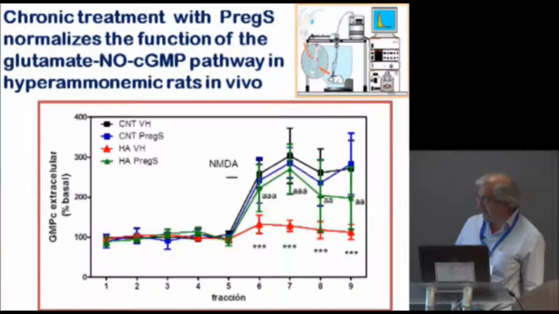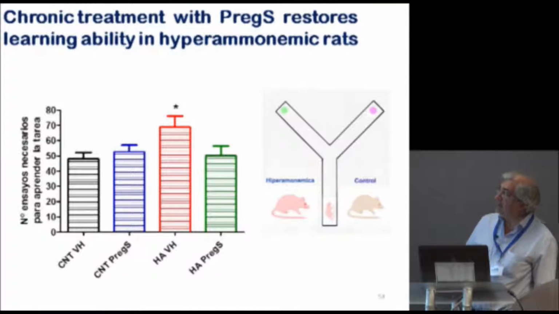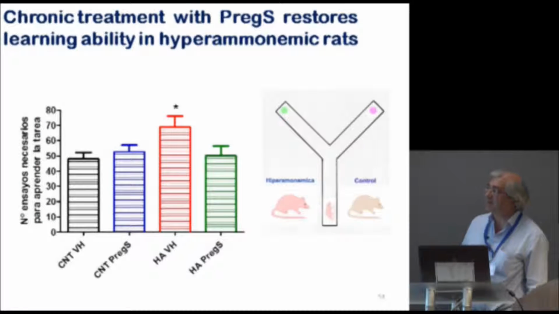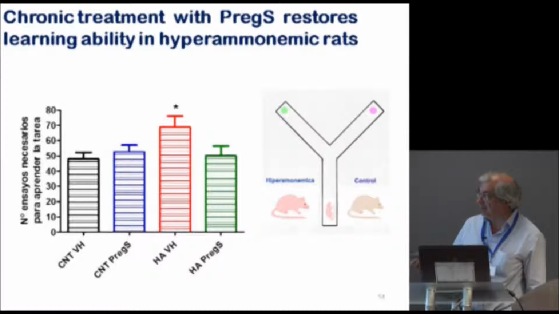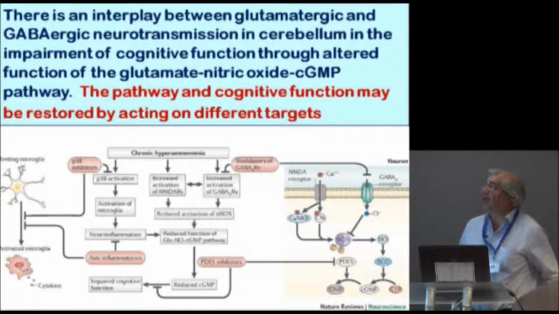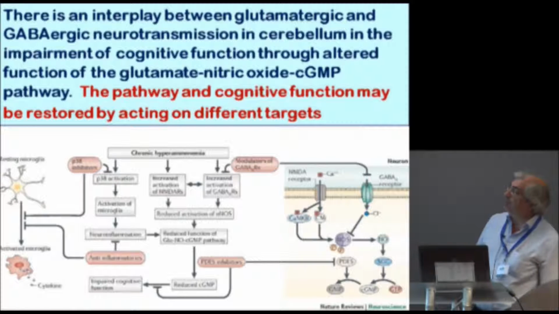We tested whether chronic administration of pregnenolone sulfate also improves the function of the pathway, and this is the case. This is the pathway in hyperammonemia, and this is in hyperammonemic rats with pregnenolone sulfate. This restores the function of the pathway and also restores the ability to learn the Y-maze task. Rats with hyperammonemia need more trials than control to learn, and pregnenolone sulfate restores the function of the pathway and the ability to learn. Therefore, in summary, there is an interplay between glutamatergic and GABAergic neurotransmission in cerebellum in the impairment of the function of the glutamate nitric oxide cyclic GMP pathway and some types of cognitive function.